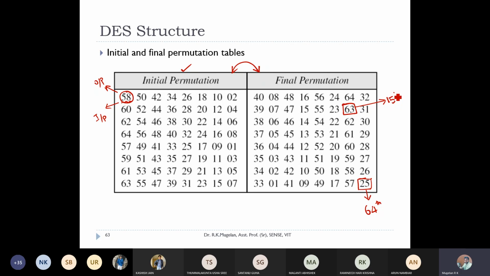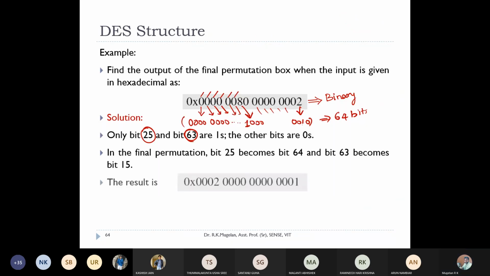Right. So now you have to create another 64-bit, starting from 0, 0, 0 and going on. Place exactly 1 in the 15th position and keep on writing zeros. Then you place another 1 in the 64th position. Now if you convert them back into hexa, you will get the output of the final permuted output here. You will get the answer as 002 and so on. Is it clear, guys? How to use this permutation box?